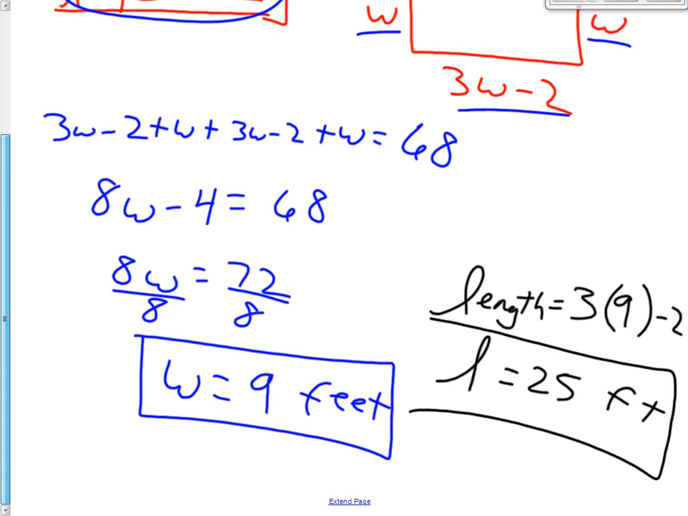There's your length, and there's your width. Hopefully you did okay on that one, trying that one on your own.